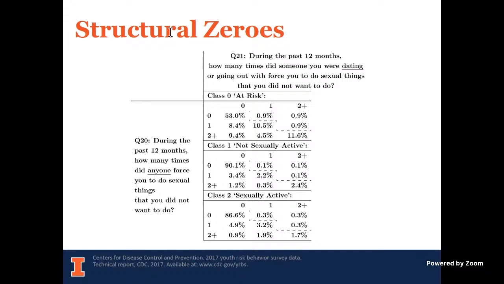Another case of related questions is something called structural zeros. This one has to do with sexual abuse. Question 20: how many times in the past 12 months has anyone sexually abused you? And second, question 21: in the past 12 months, how many times did somebody you were dating sexually abuse you? Of course, anyone is going to be typically larger than people you're dating, so everything tends to be in the lower triangle here, with just a few anomalies on the top.